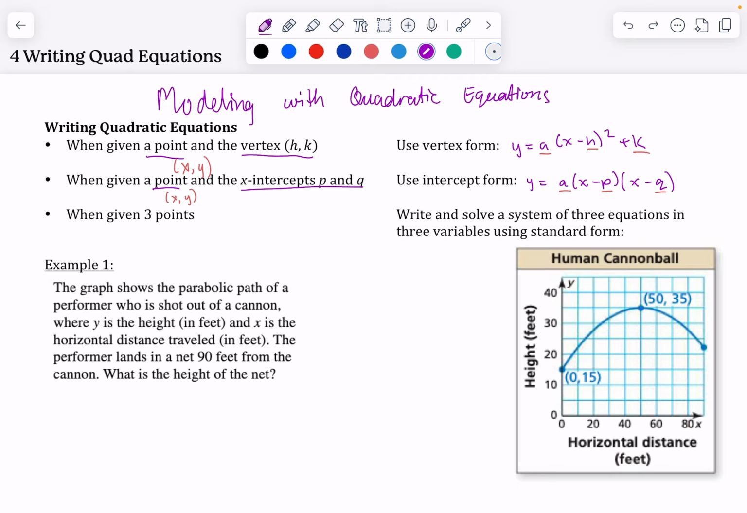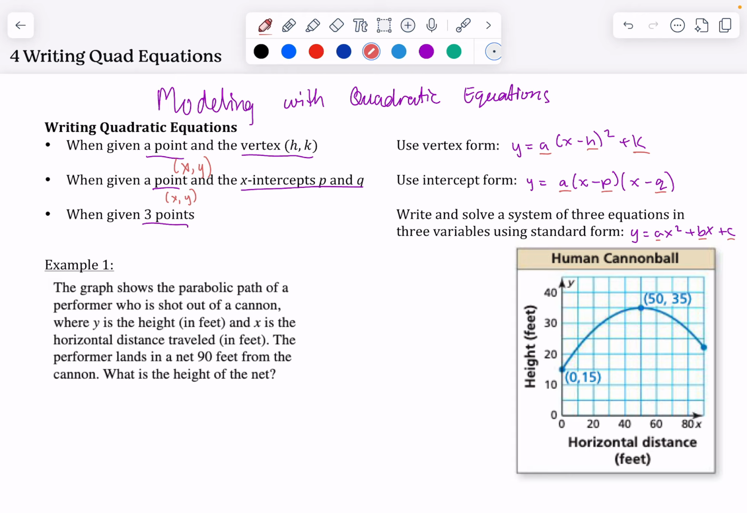The last type of quadratic rule that I could write would be the case where I'm given just three random points that are on a parabola. In this case, I have to write and solve a system of three equations in three variables using standard form. So this is kind of going back to something we did before. And standard form is y equals ax squared plus bx plus c, and the three variables that I have to solve for are a, b, and c.